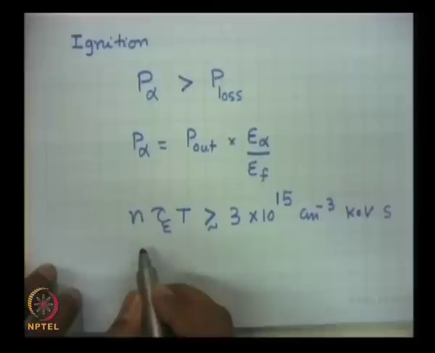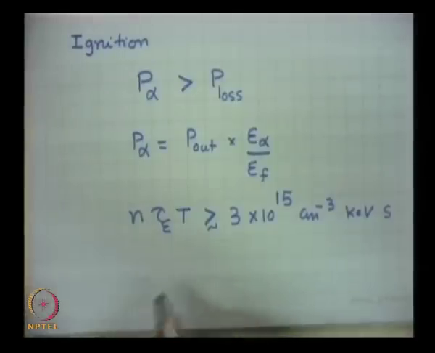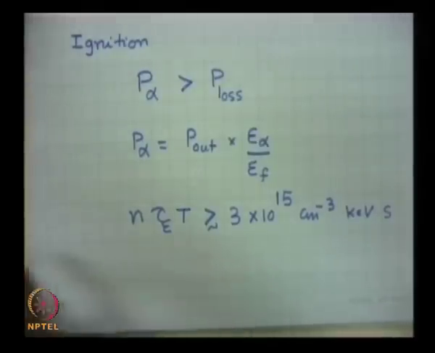So these are two important requirements for ignition. Ignition implies that one does not require any external heating source to sustain the fusion reactions. The plasma can sustain itself, the fusion products like the alpha particle which are released in the fusion reaction are able to sustain the burn. So one must keep this in view.